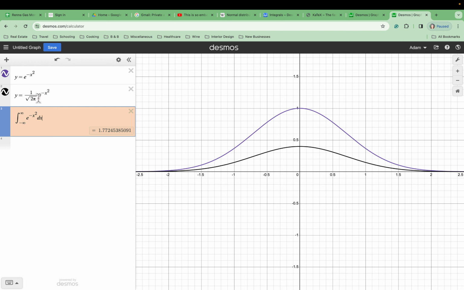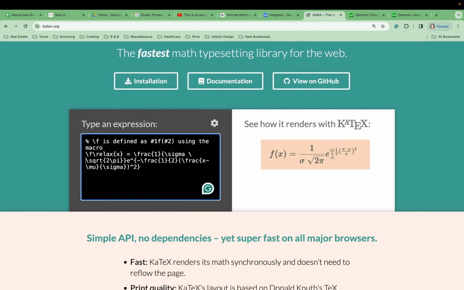What would happen if we took that little piece and put it out front here? Well, now it's too small, but it's looking better. There's something missing. Hopefully you can see it. Remember in our original PDF, we had this -1/2 out front, right?